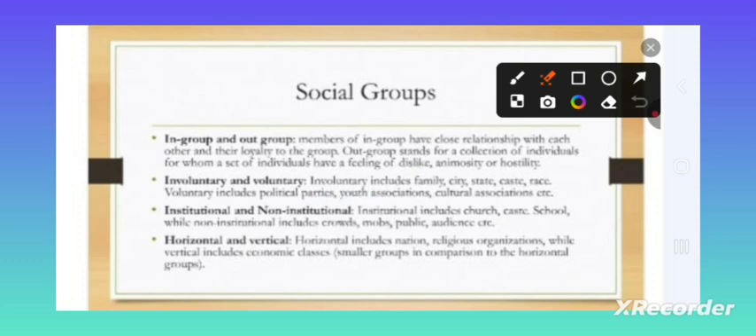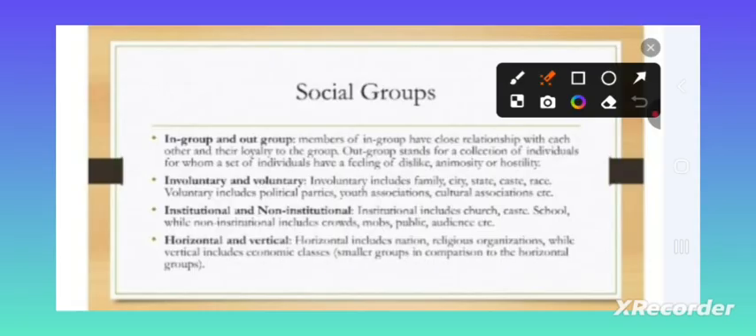Voluntary and involuntary groups. Voluntary groups are those people join by choice, such as political parties, youth associations, cultural associations, etc. Involuntary groups are those an individual is born into or becomes a part of without choice, such as a family, caste, creed, or race. Institutional and non-institutional: institutions include church, caste, school, while non-institutional include crowds, public audience, etc.